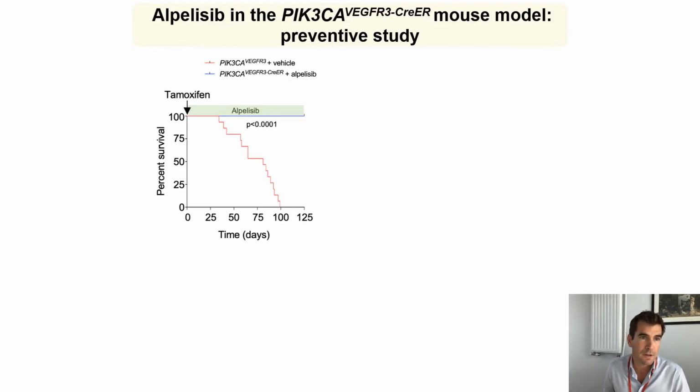We tested indeed Alpelisib, and what we did is that we started with a preventive study, meaning that we induced the disease in our mice, and then we immediately started Alpelisib in order to see if we were able to prevent disease development.